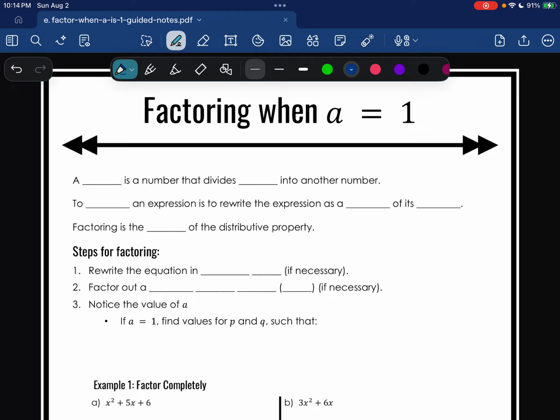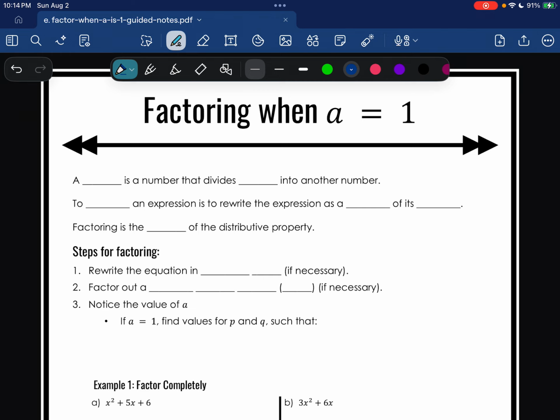What's up, everyone? Today we are continuing with factoring. Previously, we looked at factoring special cases. So we looked at those two special multiplication and factoring patterns called difference of squares and perfect square trinomials. If you didn't see that, go check out my previous video for help with those.